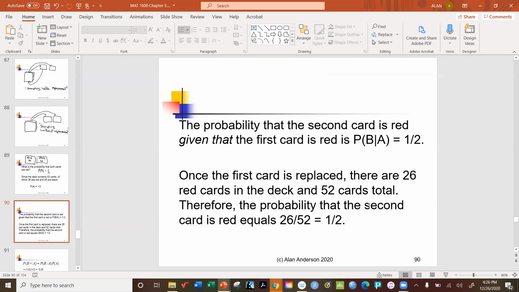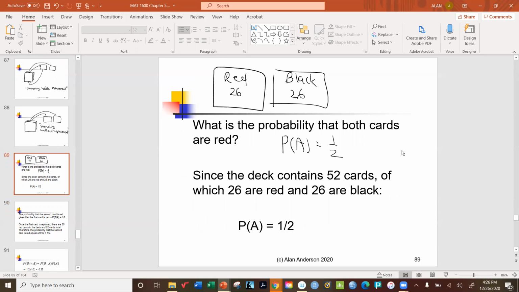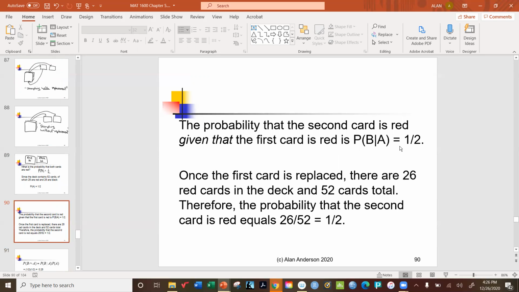Now the second draw, though, now here's the interesting part. What's the probability that the second card is also red, given that the first is red? It's also a half, because the first card was put back. So when we pick the second card, there's still 26 reds out of 52. And so this means then that the probability of B given A is the same as just B without any knowledge of what happened to A. And so they're both 1/2. Now that's an important detail.